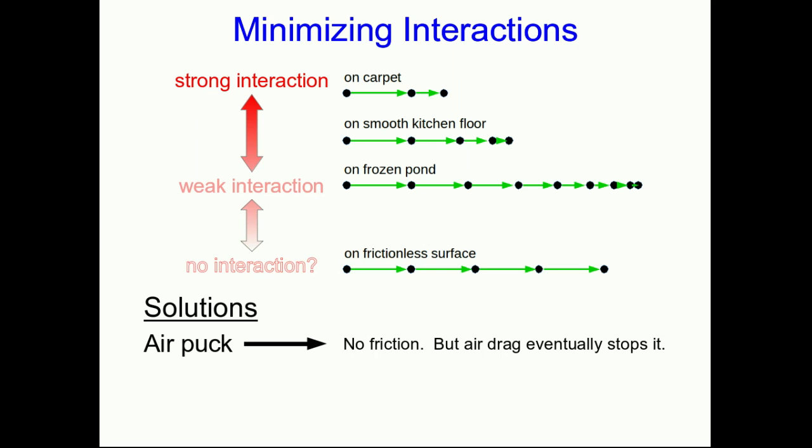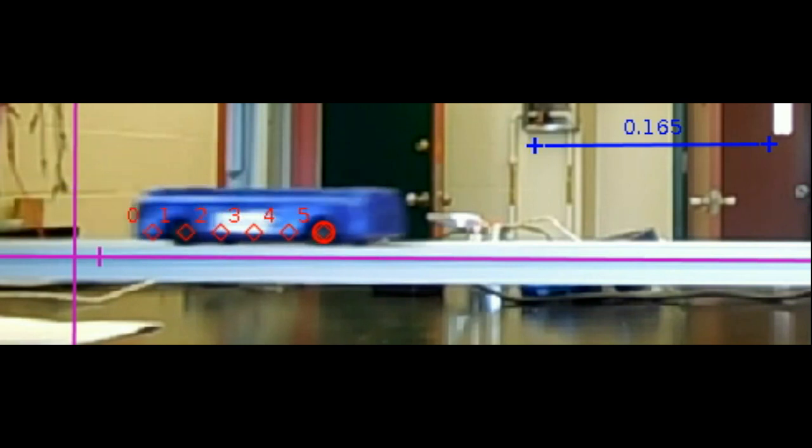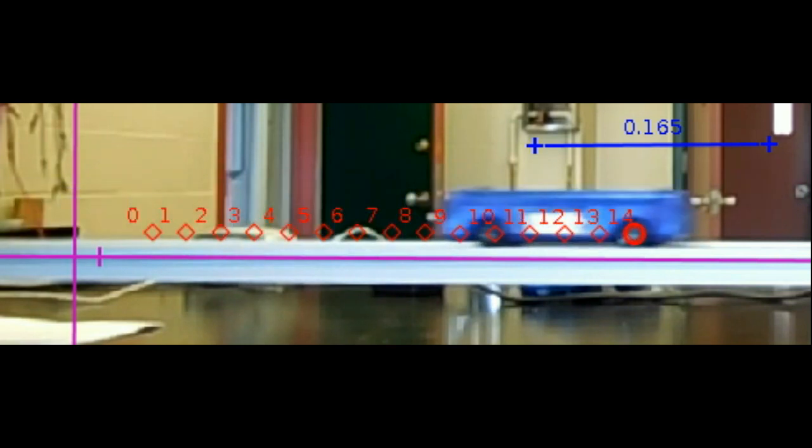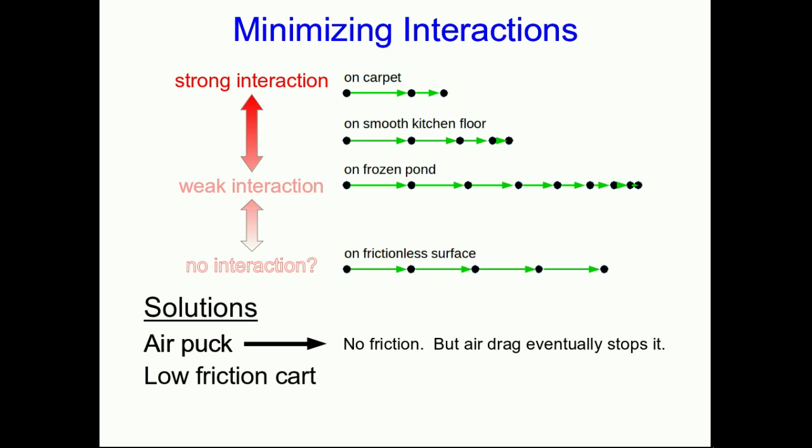But one of the main reasons we don't use an air puck much in this course is that it leads to complicated collisions. It's hard to make everything happen along a straight line when you're using air pucks. You can, though, make your interactions happen along a straight line if you use low friction carts. Here's a low friction cart moving along a track. And if you carefully analyze its motion, you find it does slow down, but there's very little friction. And this has the advantage of being very easy to set up.